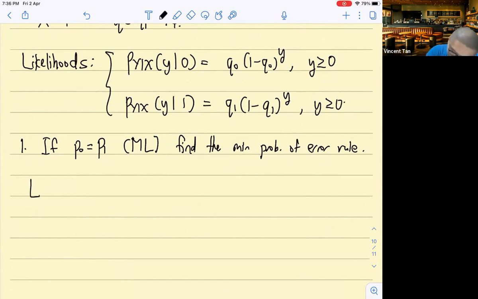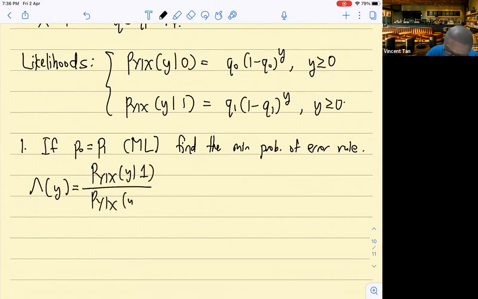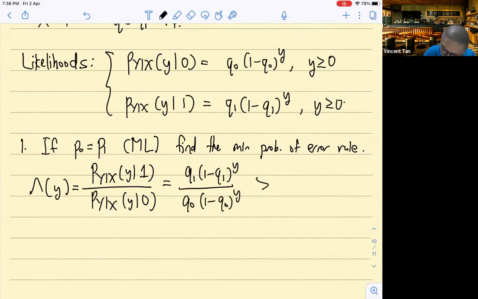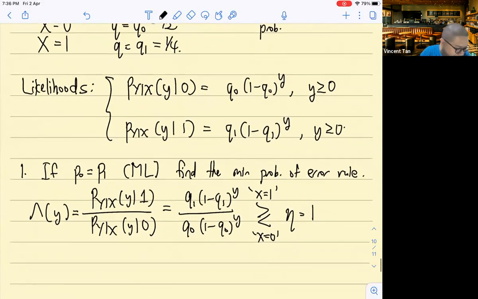Anyway, I have these two likelihood models, and now I want to find the minimum probability of error rule. So the likelihood ratio, lambda of y, I think that's the notation that we use. Lambda of y is P of y given x equals 1, we put the 1 on top always, over P of y given x equals 0. So we put Q1 (1 minus Q1) to the power y over Q0 (1 minus Q0) to the power y, and we compare it to eta, which is equal to 1 in this case. Here we declare that x is equal to 1, and here we declare that x is equal to 0.